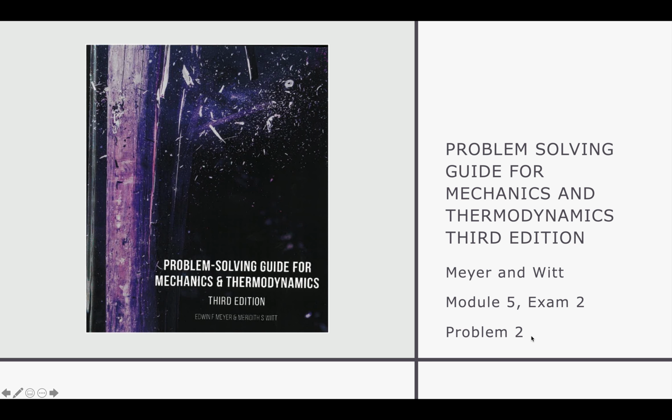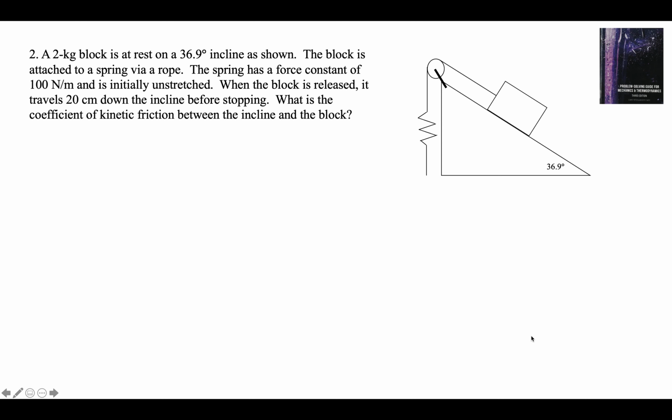This is a walkthrough of Problem 2 on Exam 2 of Module 5 in the book Problem Solving Guide for Mechanics and Thermodynamics. A 2 kilogram block is at rest on a 36.9 degree incline. The block is attached to a rope, to a spring via a rope. There's the spring. The spring has a stiffness of 100 newtons per meter. It's unstretched. When the block is released, it slides down the plane.